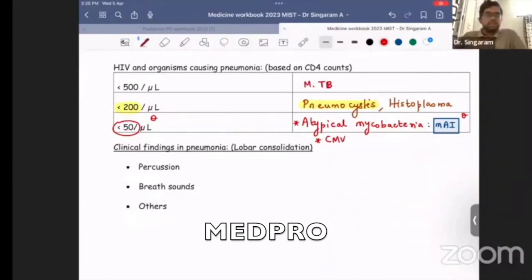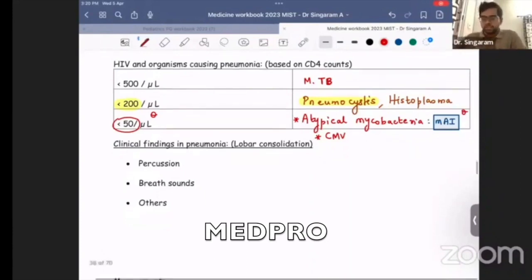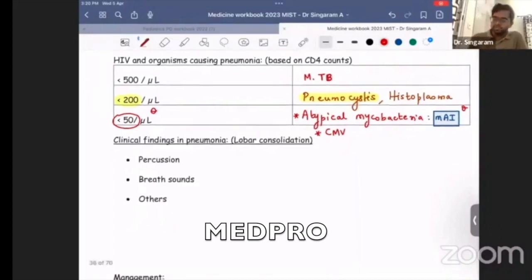These are some of the infections which commonly cause pneumonia in children with HIV. Some of you are saying other things, like Kaposi sarcoma. Kaposi sarcoma is not pneumonia. It can occur, that is fine, but it's not a pneumonia. We are talking about HIV and organisms causing pneumonia. That is where all these things should come into account.